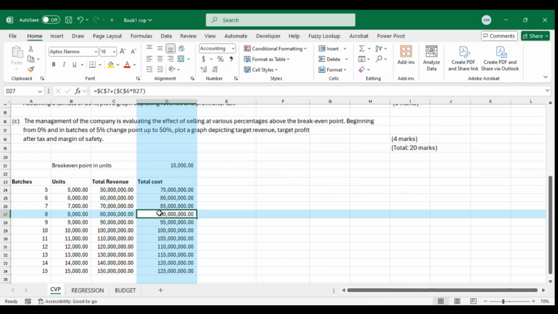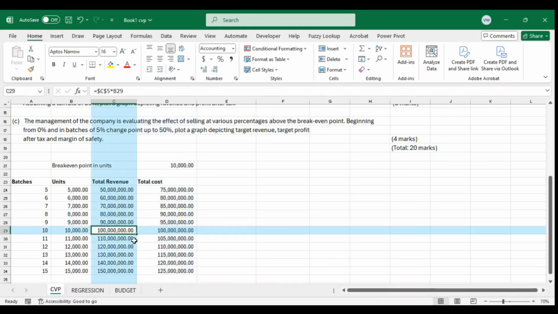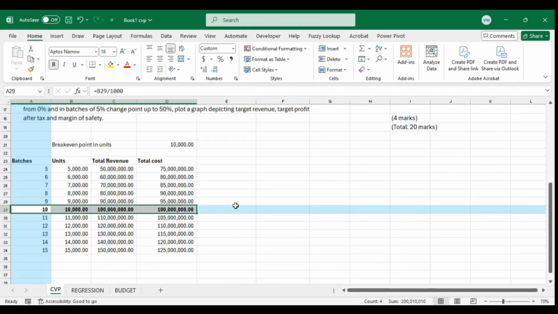So with this information now, we can plot our graph and try to get the break-even point. But even before we plot our graph, we should be able to identify the break-even point. Remember, we said break-even point is where total revenue equals total cost. And you can clearly see that this is where we have the break-even point. So that even if we decide to plot our graph, then we expect the total revenue and the total cost to meet at the point where we have the 10 batches. So that is the expectation from the graph.